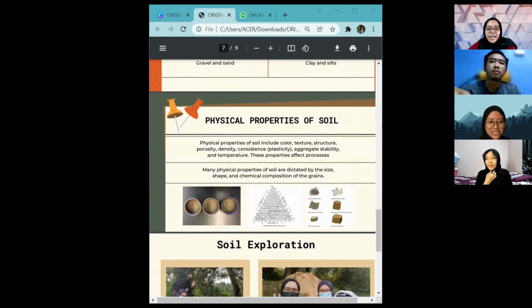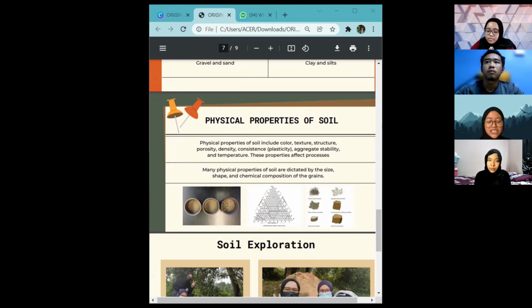Next, physical properties of soil. What are the differences between chemical and physical properties? A physical property is any characteristic that can be determined without changing the substance's chemical identity. But a chemical property is any characteristic that can be determined only by changing a substance's molecular structure. Many physical properties of soil are dictated by the size, shape, and chemical composition of the grains. Physical properties of soil include color, texture, structure, porosity, density, plasticity, aggregate stability, and temperature.